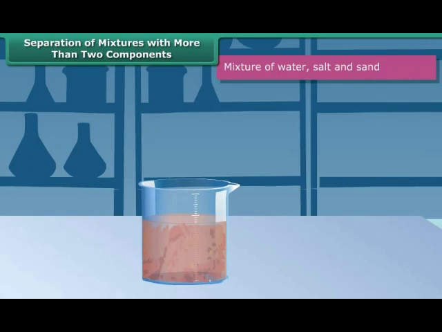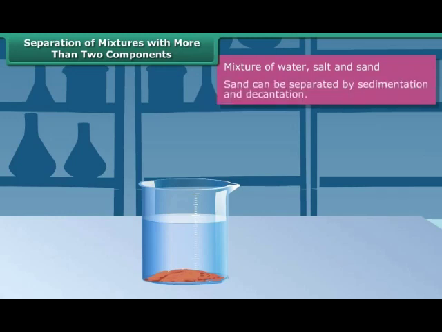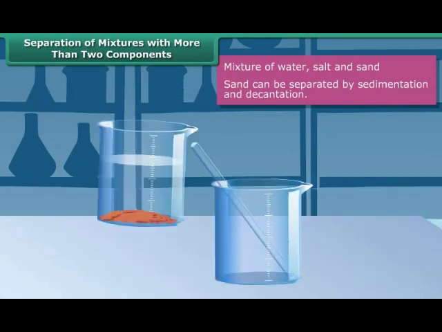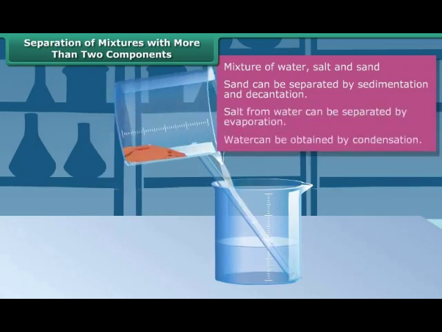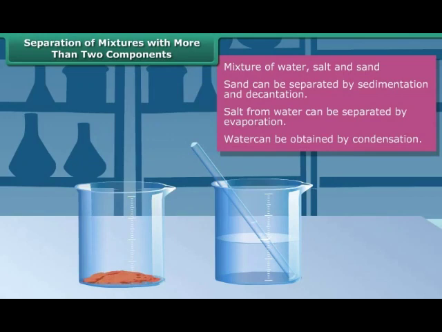You will leave the mixture undisturbed for a while to separate sand. Sand, which is heavy and insoluble in water, settles down at the bottom of the container. The mixture is then separated by decantation to get sand. Now, salt, being soluble, is completely dissolved in water. This is done through evaporation and condensation. Let us look at what we mean by these two terms.